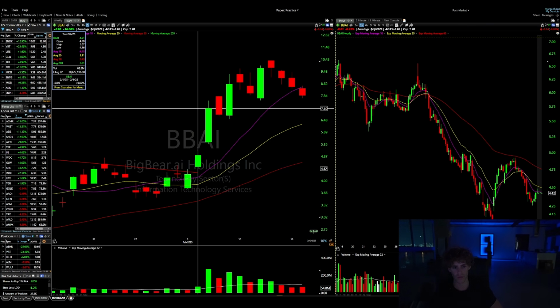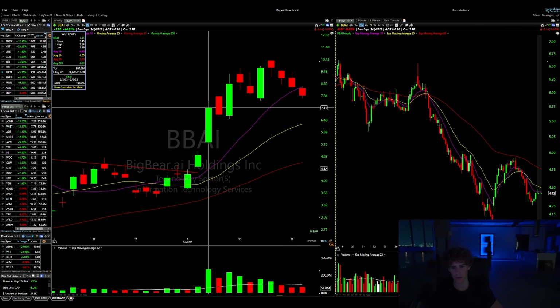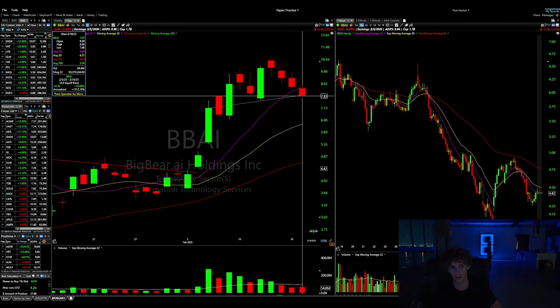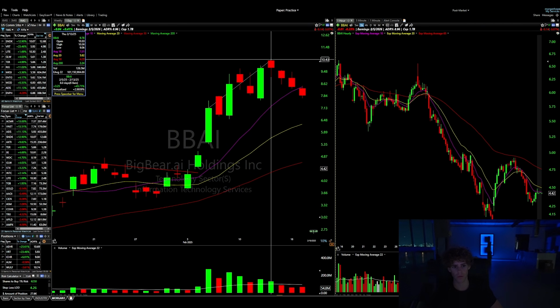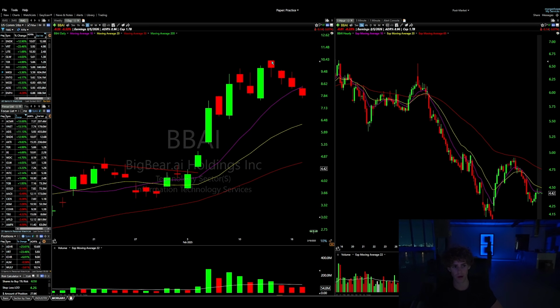So we get a trim right here, and then the entire sell is about 10% higher. So our first initial trim in this case is not that far from where we actually exited the stock. You do lose out on this 45% move up. So there's one thing that you can do, which is adjust your trims.